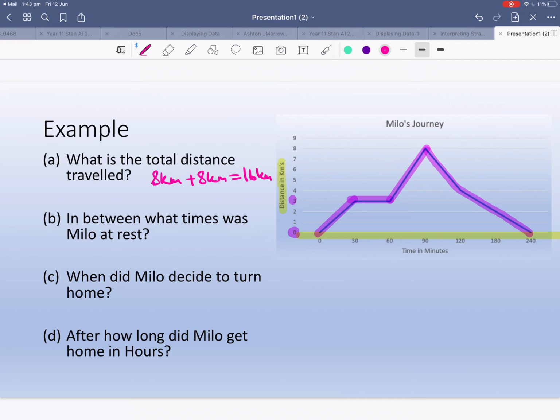Okay. Now, this is really important. I'm going to reiterate this. When you're going up, you're going away from home and then you still have to walk home. So it's like walking around a block. The further away you get from your house, you always have to walk those kilometers back. Now, these graphs won't always go all the way back, but just remember that unless it comes back to this line at the bottom, we haven't gotten home, okay? So that's 16 kilometers. In between what times was Milo at rest?